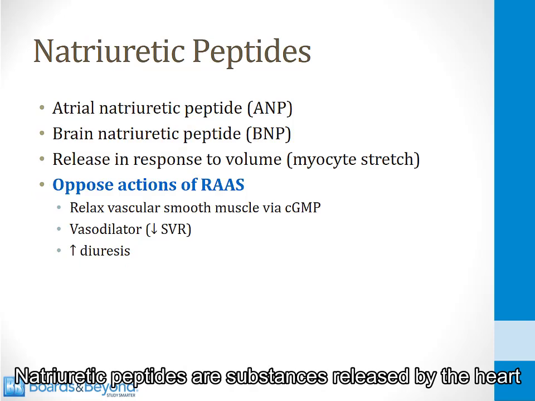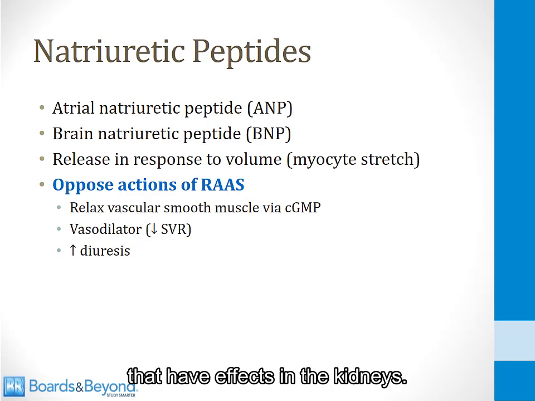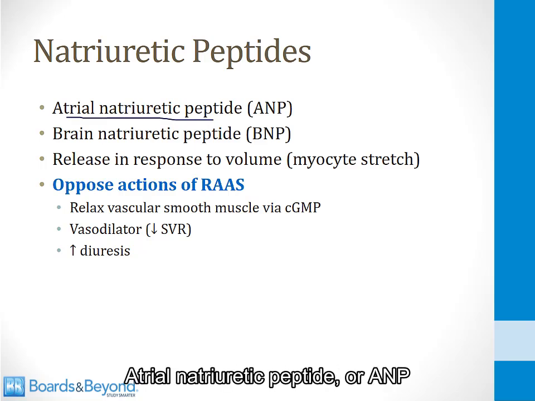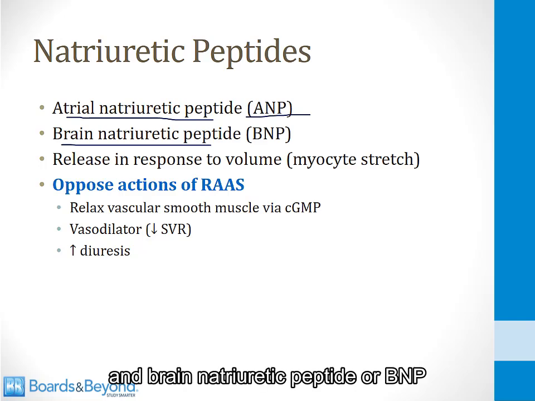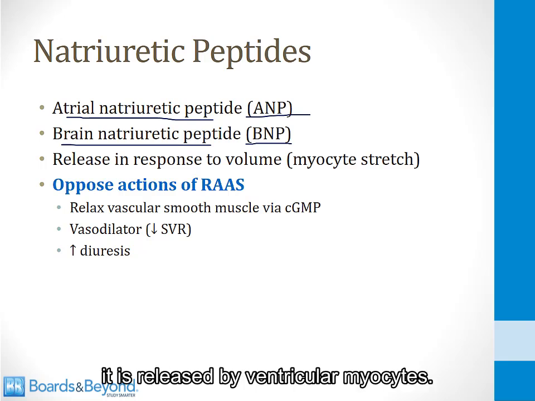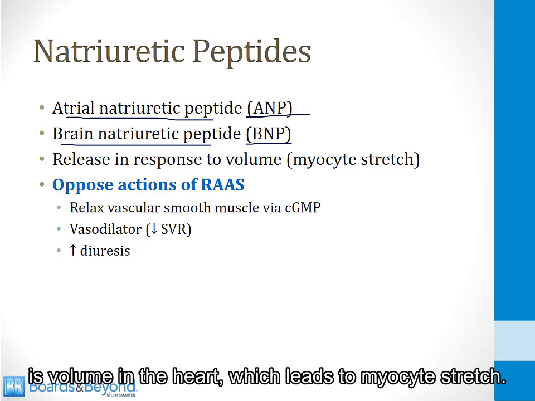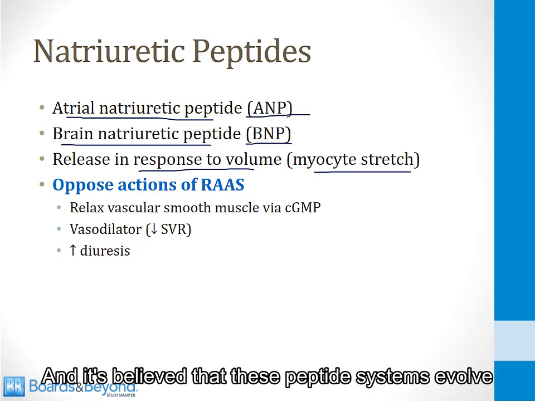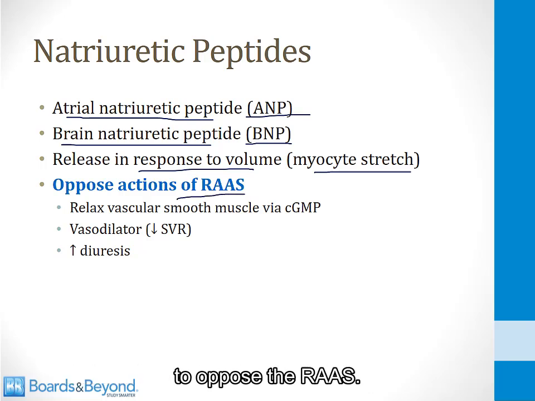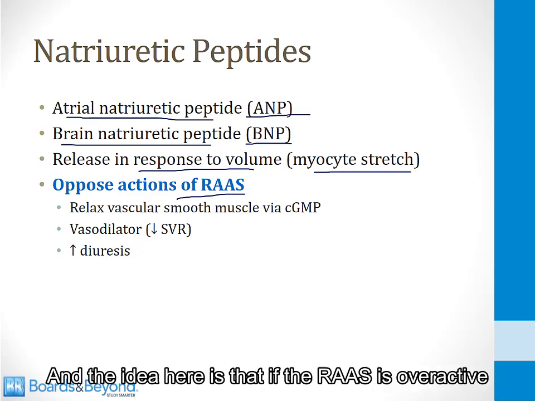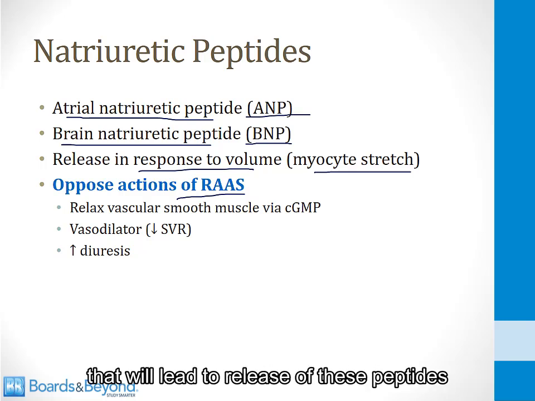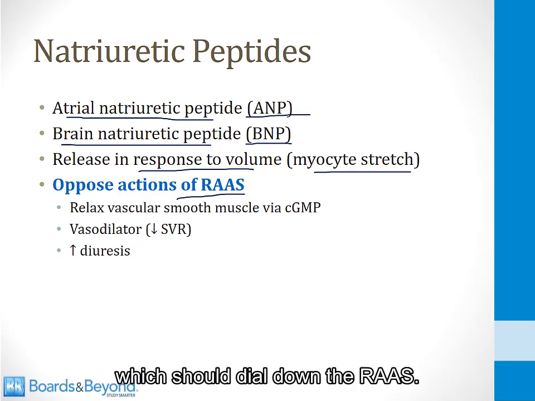Natriuretic peptides are substances released by the heart that have effects in the kidneys. Atrial natriuretic peptide, or ANP, is released by atrial myocytes, and brain natriuretic peptide, or BNP, is the other natriuretic peptide. It is released by ventricular myocytes. The stimuli for release of these peptides is volume in the heart, which leads to myocyte stretch. And it's believed that these peptide systems evolved to oppose the RAS. They have effects that are opposite of the RAS. And the idea here is that if the RAS is overactive, there'll be more volume in the heart. That will lead to release of these peptides, which should dial down the RAS.